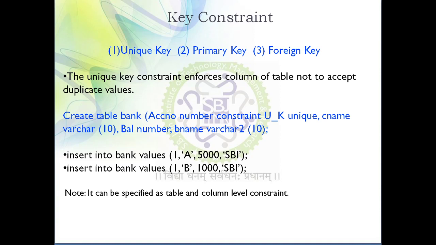Is it desirable to have two students with the same roll number? No, two students should not have the same roll number. Suppose two students have the same roll number, there is confusion. How can you uniquely identify the student? Two students may have the same name, but their roll number should not be the same. So the unique constraint is useful wherever you want that the value of a particular attribute should not be duplicated.